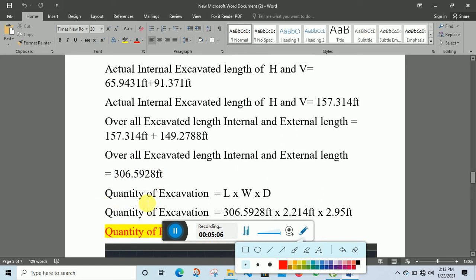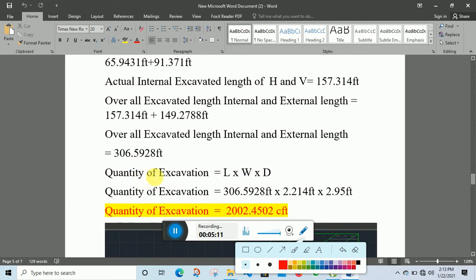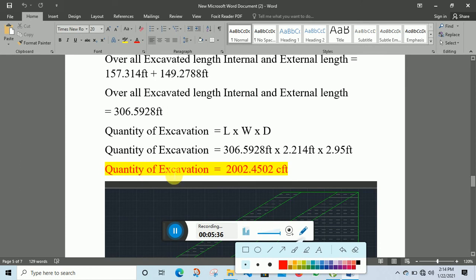Quantity of excavation is length multiplied by width multiplied by depth, because quantity or volume means the multiplication of three dimensions. So the quantity of excavation is equal to the overall length, multiplied by the width of the foundation that I explained in lecture number 1, and the depth of the foundation, also explained in lecture number 1. So this is the overall quantity of excavation of the given plan.